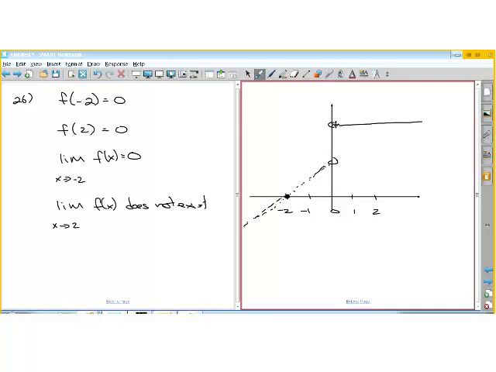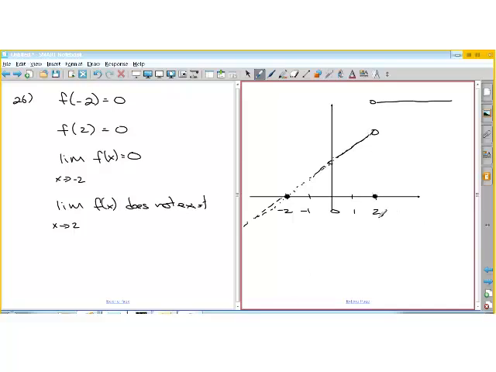Here, f of 2, sorry. Let's do that. So I'm just going to keep continuing up here as a straight line, and then we'll do that. Okay.